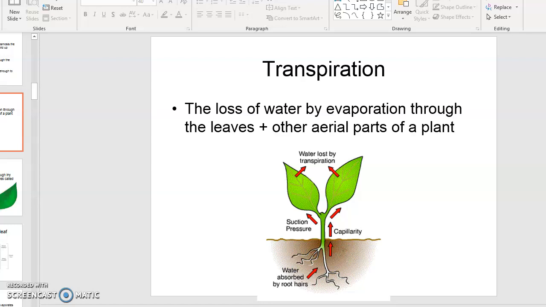Okay, so we've been talking a lot about transpiration, but now let's have a look at how they ask the questions. So remember, transpiration is the loss of water through the leaf.